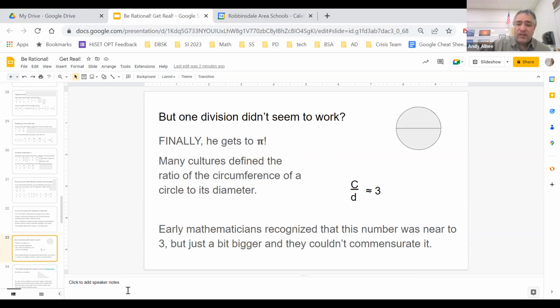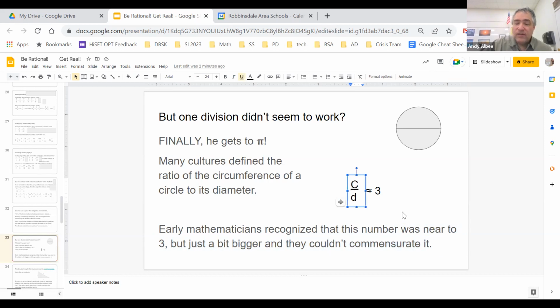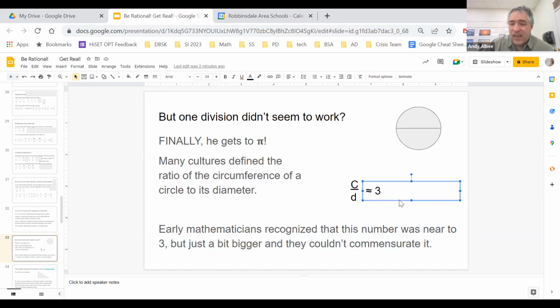They couldn't make this commensurate. They could not make a good fraction out of it, even though they said, hey, it's a fraction. It's right here. This is a rational number, C divided by D. But it's not coming up rational. I can't get a number out of it. So obviously either the C or the D is wrong. Something's going wrong with this.